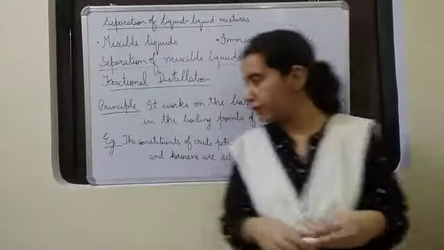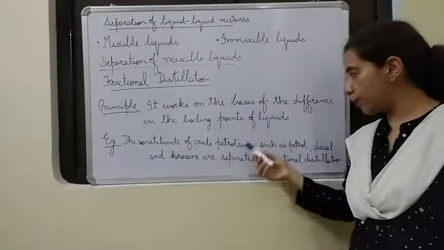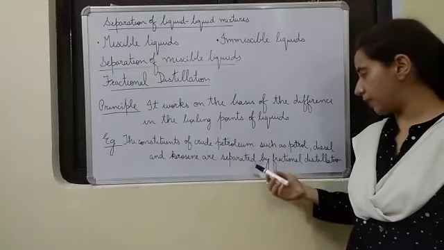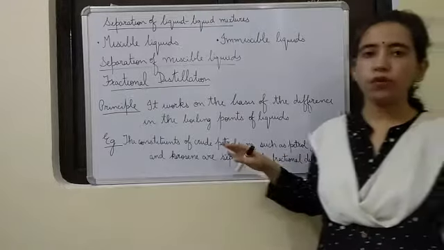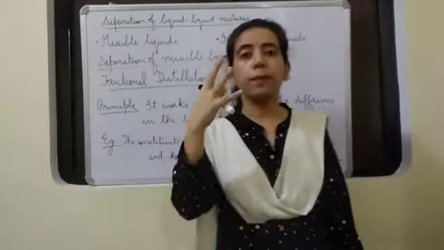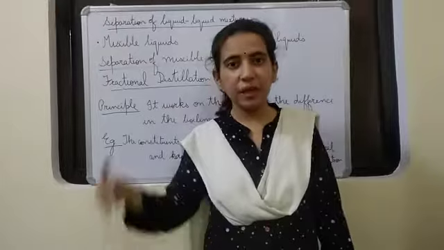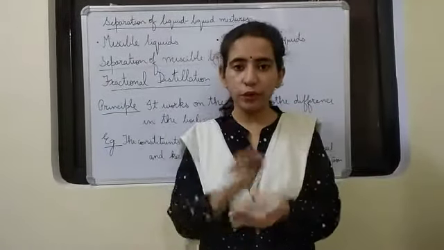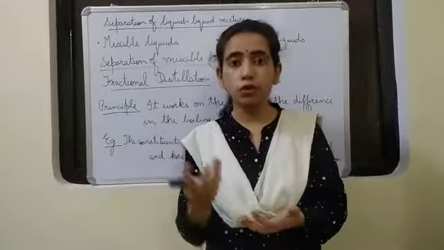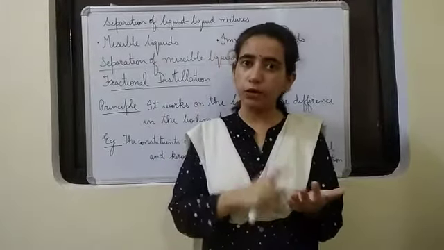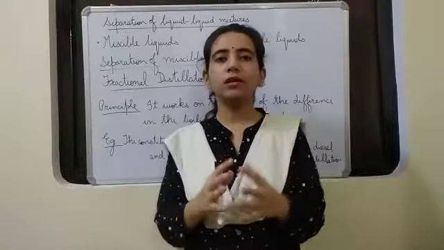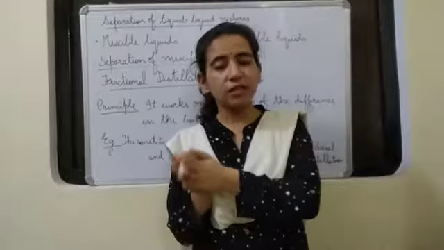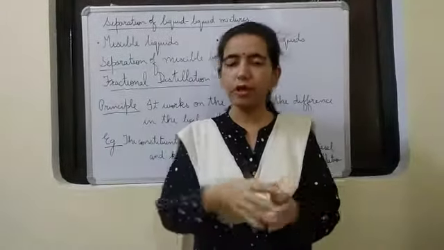The example here is that the constituents of crude petroleum such as petrol, diesel and kerosene are separated by fractional distillation. We get crude petroleum from deep inside the earth. We pump it out or dig it out. That petroleum consists of so many useful things: petrol, kerosene, diesel. The good point is they are miscible and they have a vast difference in their boiling points.